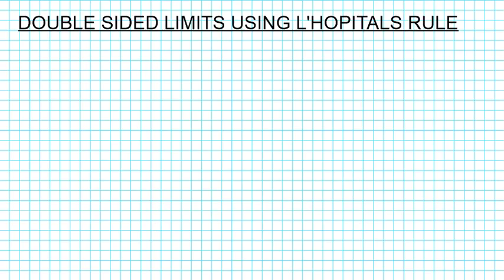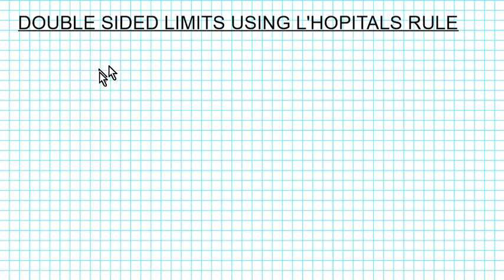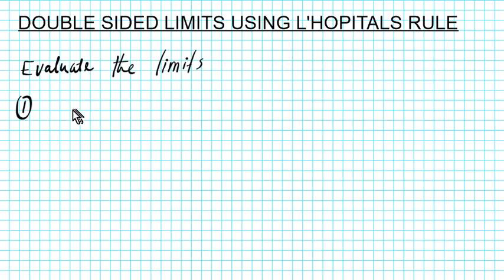Okay, so we're going to be focusing on how to find double-sided limits using L'Hopital's rule. Alright, so the instructions are for us to evaluate the limits. So number one, let's say we were to look for the limit as h approaches 0 of 1 over 2 plus h raised to the fifth power minus 1/2 raised to the fifth power, all this divided by h.